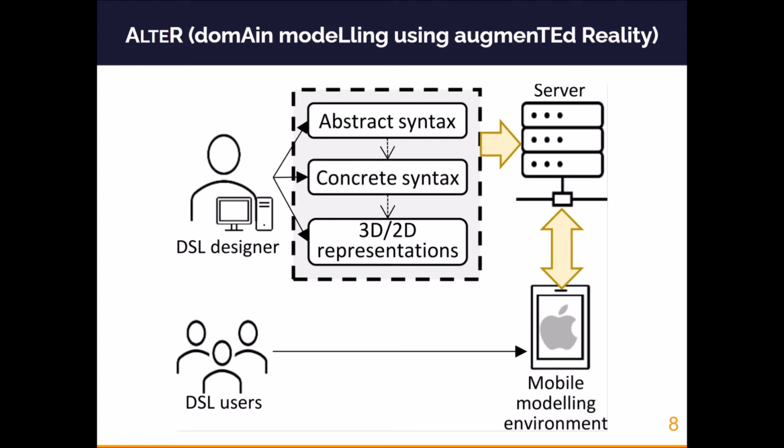The idea is that on one side you have a DSL designer who will create the abstract and concrete syntaxes and the 3D and 2D representations. They will upload everything to a server. On the other side, you have the DSL users who will download all these elements onto mobile devices. These mobile devices have to be iOS ones, so iPhones and iPads, and they will be able to use and model as they like, depending on what the DSL designer has created. To give you a concrete idea of what ALTER is and how it works, now Rubén is going to show you a demonstration of that tool.